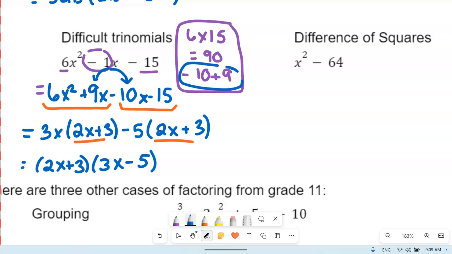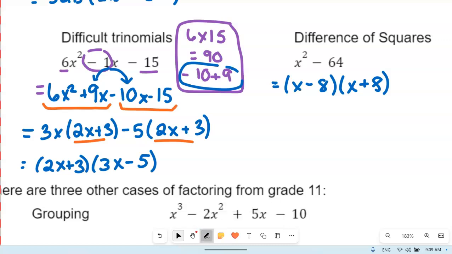A difference of squares was the fourth type of factoring. So in that, we took the square root of both terms and had opposite signs inside the brackets. Okay, moving on to grade 11.